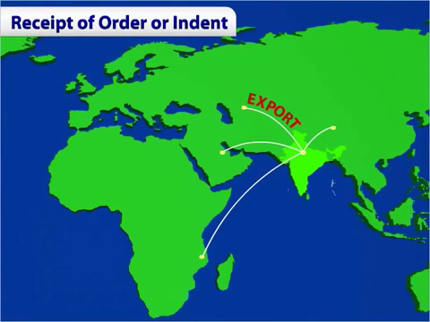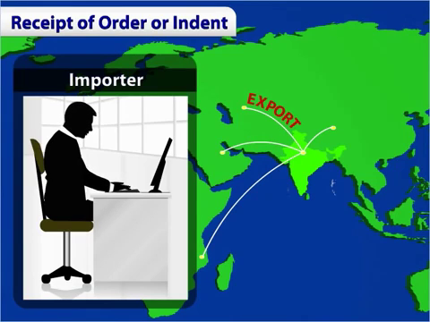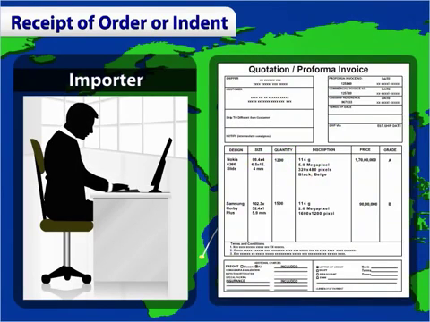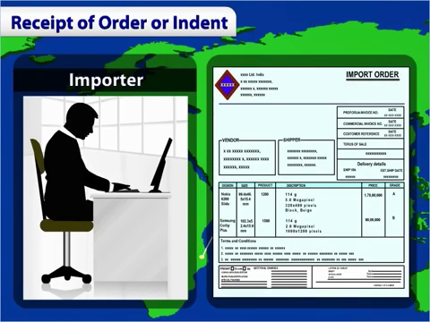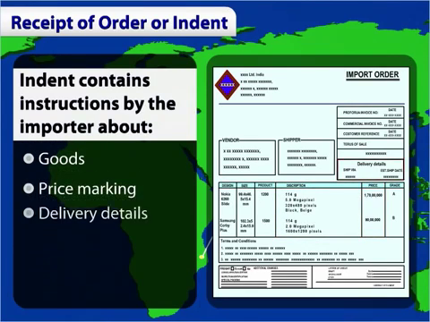Receipt of order or indent. If the prospective importer is satisfied with the information contained in the proforma invoice by the exporter, he places an order for his required products. This order is also called indent, which contains the instructions by the importer about the goods, price marking, delivery details, etc.